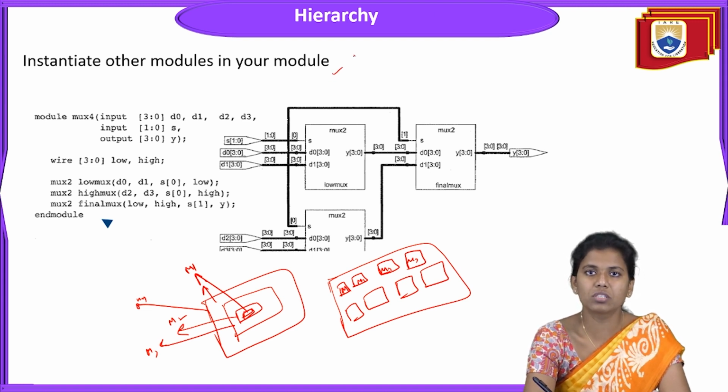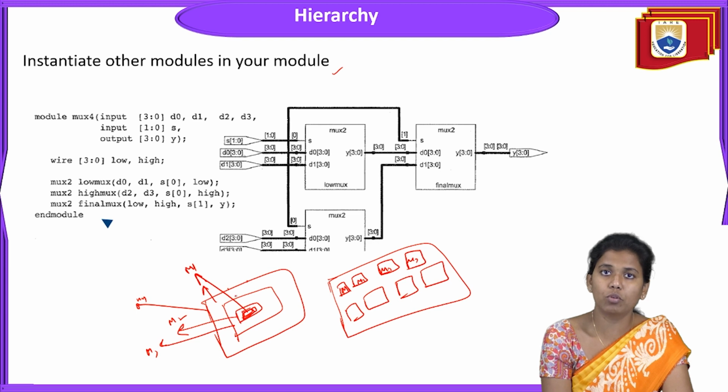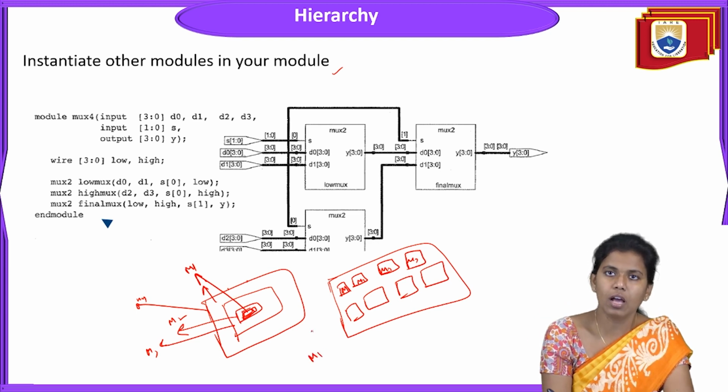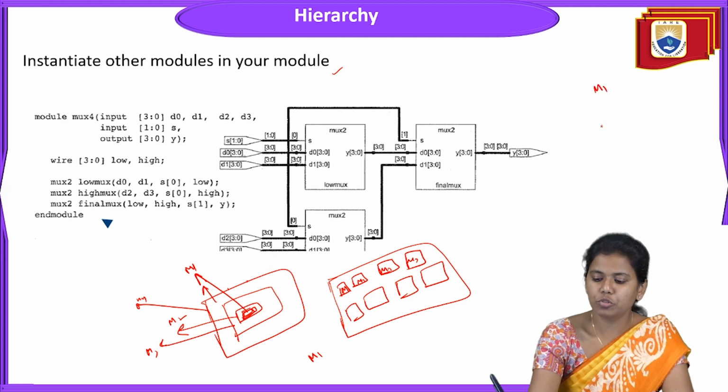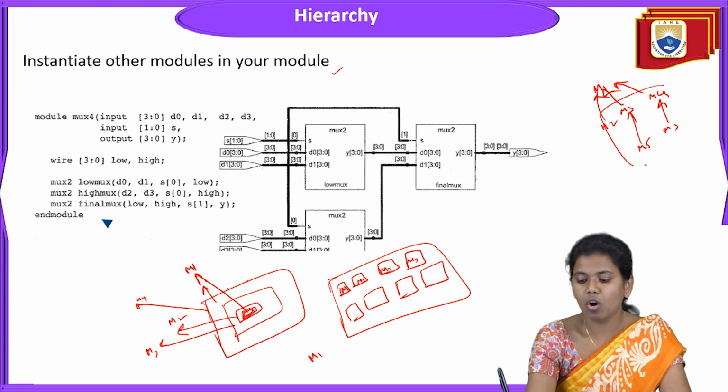So how can we instantiate other modules? These are the other modules, and this is the actual module. Onto this actual module, I want to instantiate the other modules. That means under M1, I want to instantiate M2, M3, M4, and then M5, M6. So this is what I need to finally instantiate, all the other modules together onto this module. That is nothing but the hierarchy.